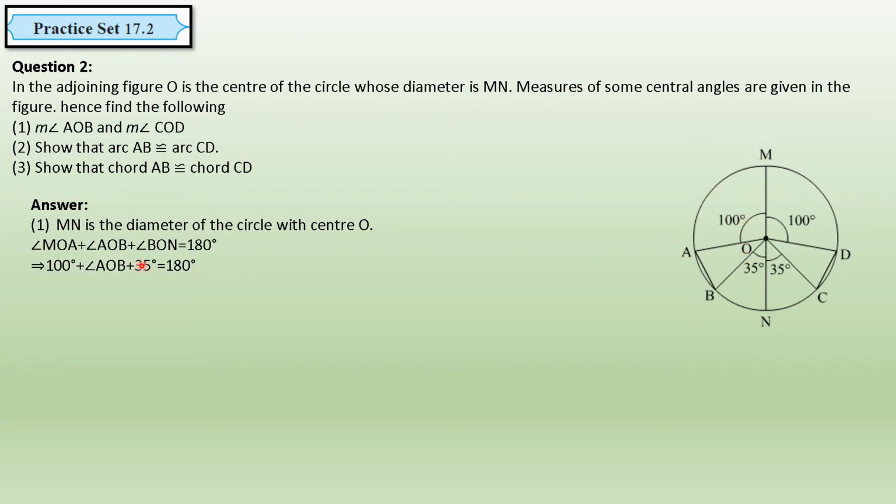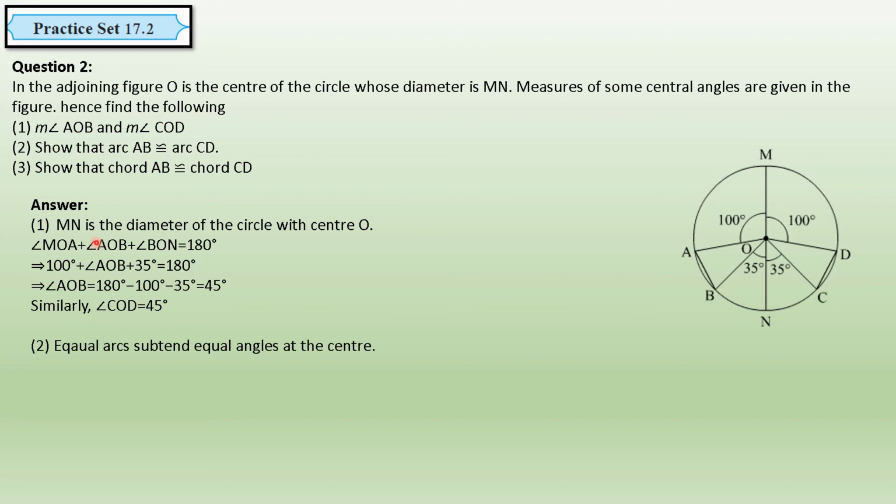Now we'll substitute MOA, that is 100 degrees, which is given in the figure, and BON, that is 35 degrees, which is also given in the figure. Arranging this and simplifying it, we get angle AOB to be 180 degrees minus 100 degrees minus 35 degrees, which is 45 degrees. Similarly, we can say that angle COD will be 45 degrees because it's the same thing.